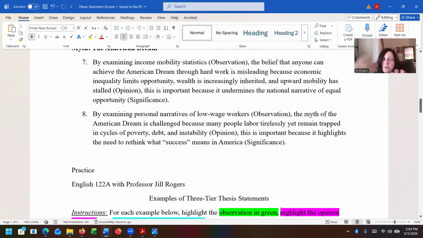I'm going to go ahead and do the first one and the last one. So here's another example. We see the observation is by examining personal narratives of low-wage workers, the myth of the American dream is challenged because many people labor tirelessly, yet remain trapped in cycles of poverty, debt, and instability. This is important because it highlights the need to rethink what success means in America. Okay. All right, so please all read these.